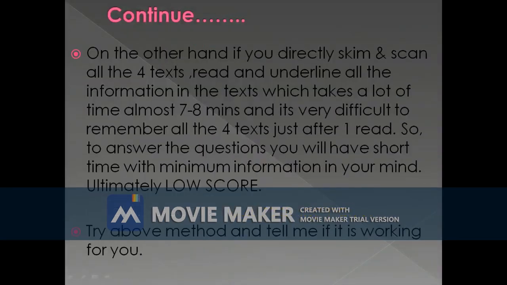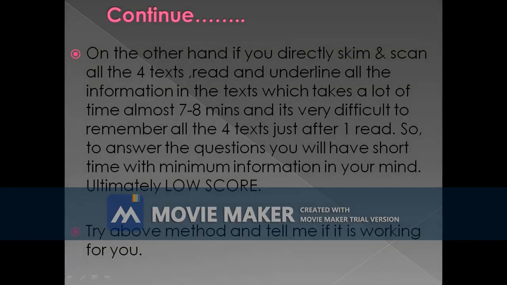So guys, if you directly skim and scan all the four texts, that means if you directly read all the four texts and underline the important information given in the text, as you don't know what is being asked in the question, then definitely you will encircle or underline all the information which you feel is important, because you don't have any idea about the information which is being asked in the question. So definitely it will take a lot of time, almost 7 to 8 minutes, and ultimately at the end you will have less time for answering your questions, and it results in a low score in reading part A.